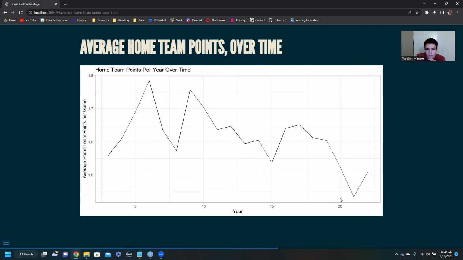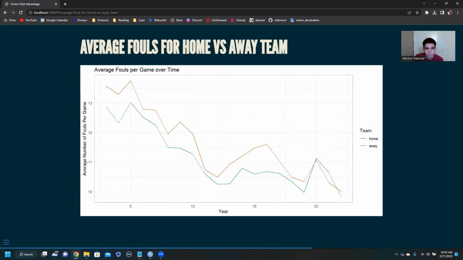It's very variable. I will note also this year here where there was a very low number of points for the home team. This was the COVID year. They played games during COVID, after lockdown was done, but they didn't have any fans in the stadium. So this is actually a very important data point. It tells us that potentially a lot of the home field advantage is attributed to the fans rather than maybe the stadium or the field itself. And so that is a very interesting thing to note.